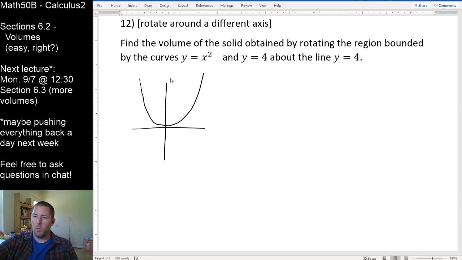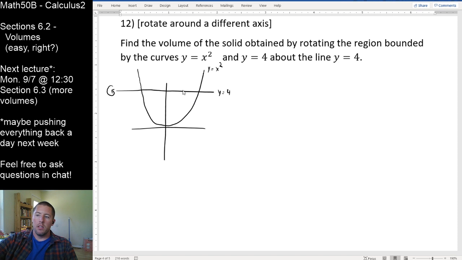So there's y equals x squared. That's my one curve. I also have the line y equals 4. And this is the line about which we are going to rotate this thing, right? There's my line, about the line y equals 4.